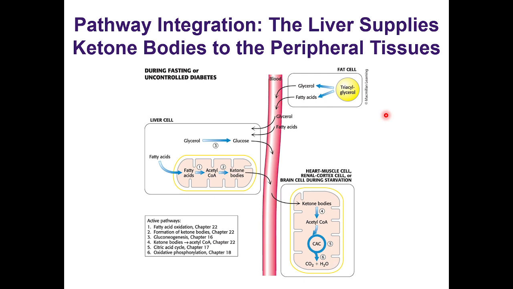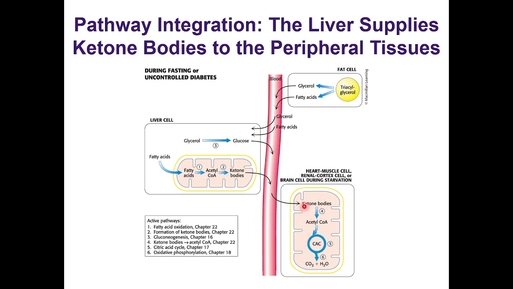So this is the pathway integration. Your liver supplies the ketone bodies to the peripheral tissues. This is your fat cell right here. You have your triacylglycerol. We're going into glycerol and fatty acids. You may recognize that. Going into the blood. This goes into the liver. Your liver is then going to take that glycerol. It can then convert that to glucose. The fatty acids are going to go into acetyl-CoA, ketone bodies. This is going to be in the mitochondria. This is then going to be transported back out into the blood, both the glucose and ketone bodies.